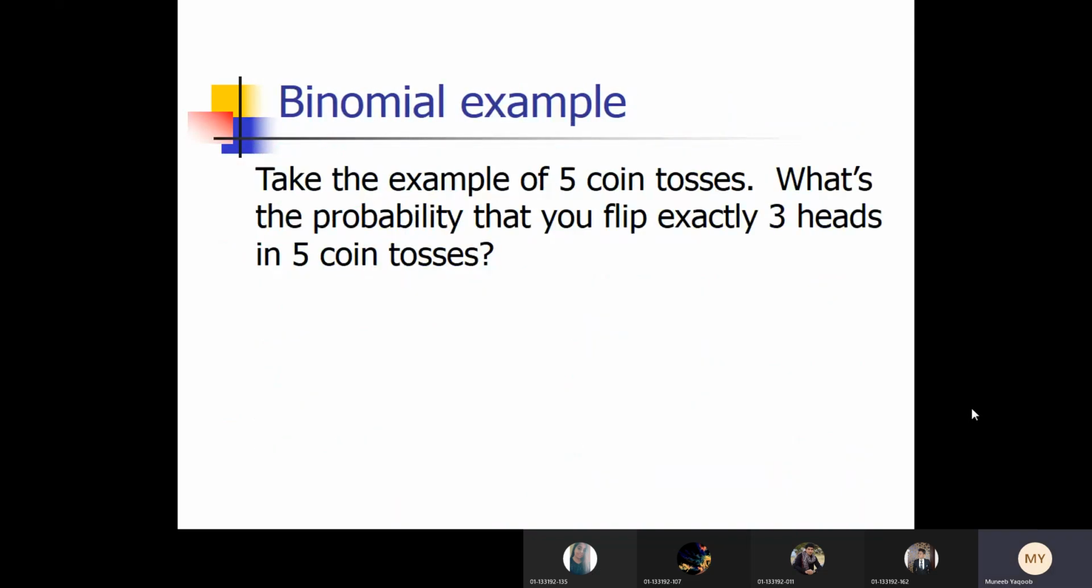Now coming to the first example: if you are tossing a coin 5 times, what is the probability that you flip exactly 3 heads in 5 coin tosses? Whenever we solve a problem involving binomial distribution, we need to identify 4 different parameters. Number 1, the number of trials. In this example, the coin is tossed 5 times, so the experiment of tossing a coin is repeated 5 times. So small n, the number of trials, is equal to 5.